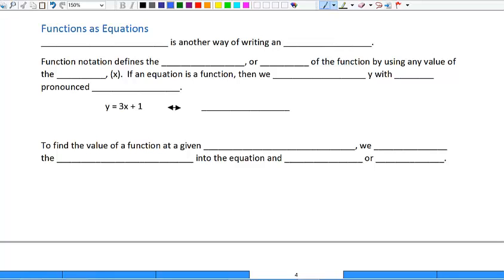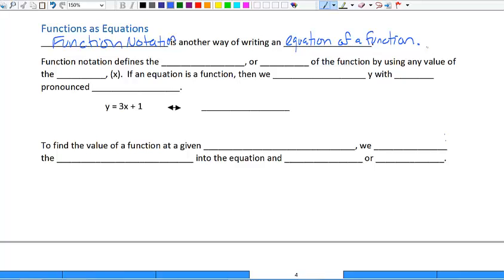Next, we're going to talk about functions as equations. Function notation is another way of writing an equation of a function. Function notation would only be appropriate if we're talking about an equation that is already verified as a function.